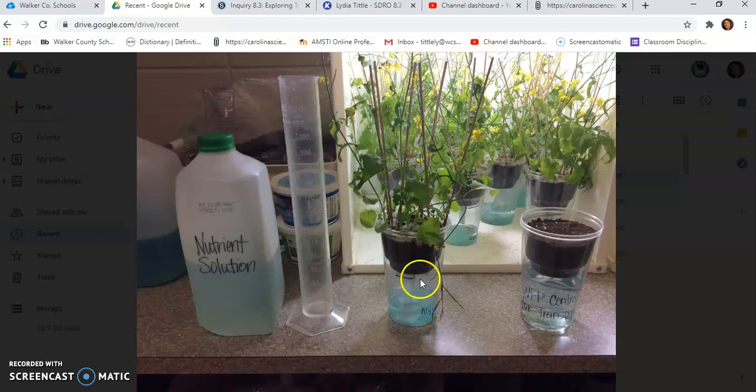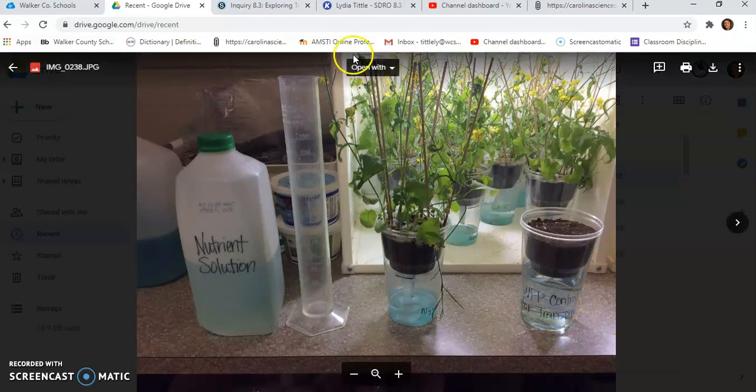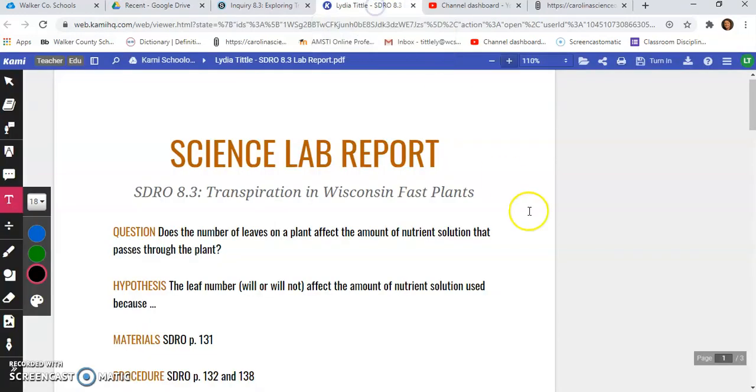And to do that, again, we'll take what's in our reservoir cup, pour it into a graduated cylinder, and we will see how many milliliters of solution are left. So we would subtract 250 minus how much is left, and that will let us know how much was used by the plant. And we will do that for each group and also for the control. So let's go back and look at our lab report. Let's look at how we're going to collect our data.